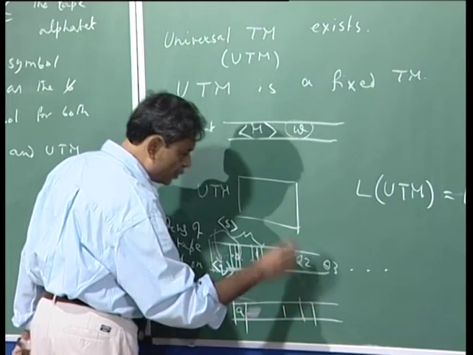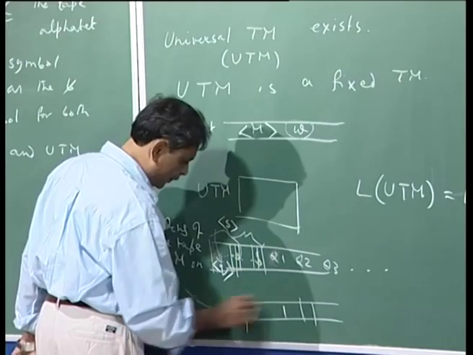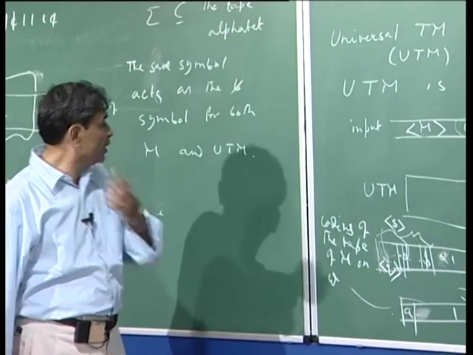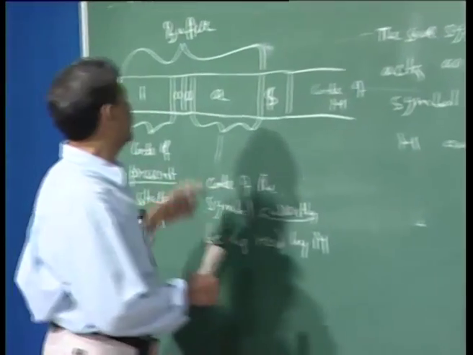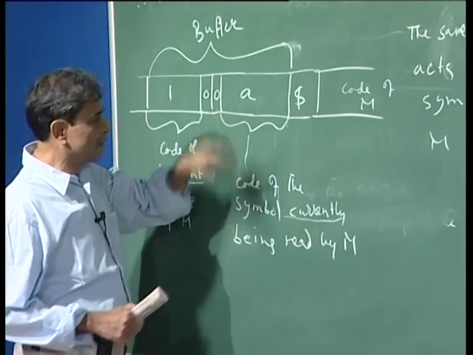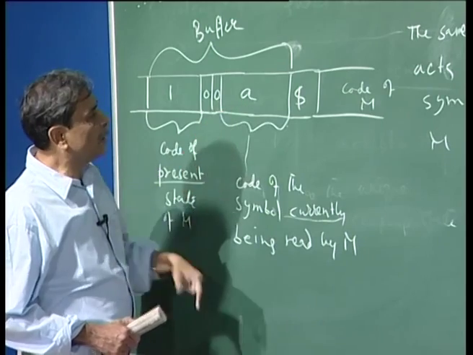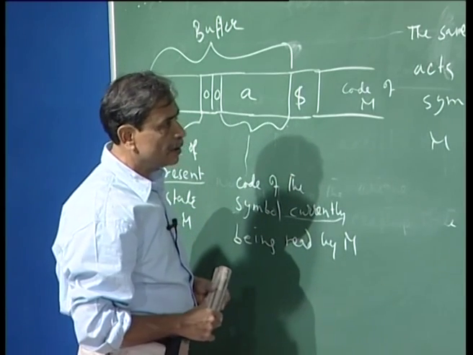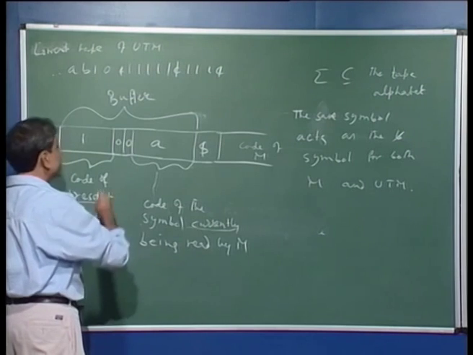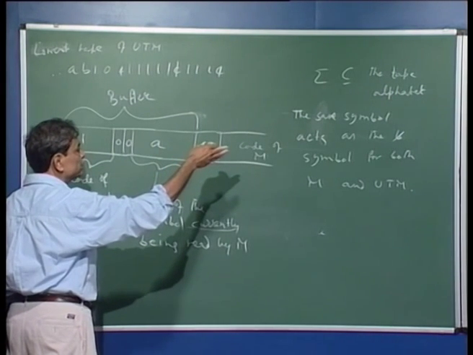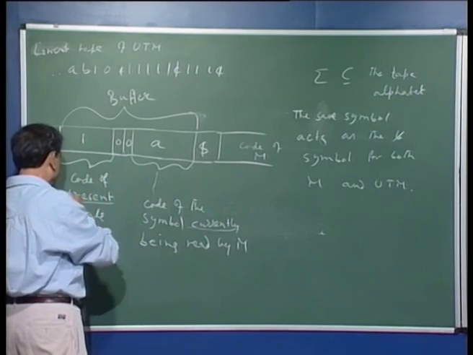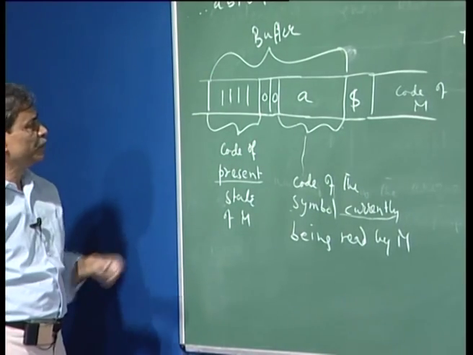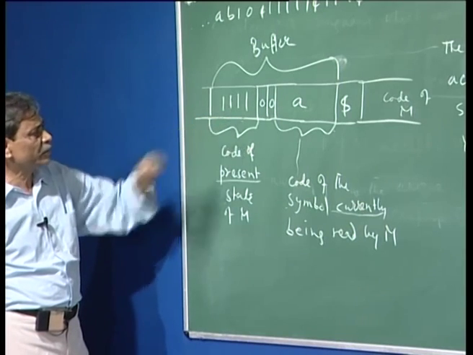So, in general, the head of this tape of the UTM will be scanning the leftmost of the code of the current symbol being scanned. As I said, these are appropriately written. Imagine that that has happened. And now, by scanning the code of M, UTM would know what would have been the next state. So, suppose the next state is the third state. Therefore, this has to be updated by the code of that state 3, which is of course the unary representation of 3, 4 ones. So, we write that.